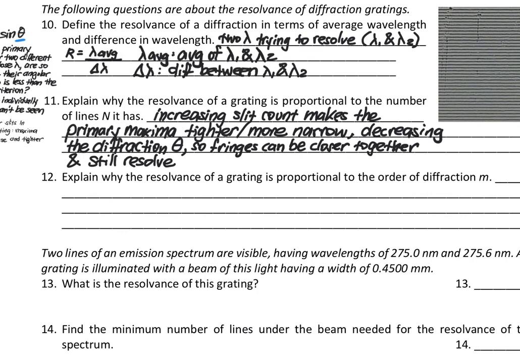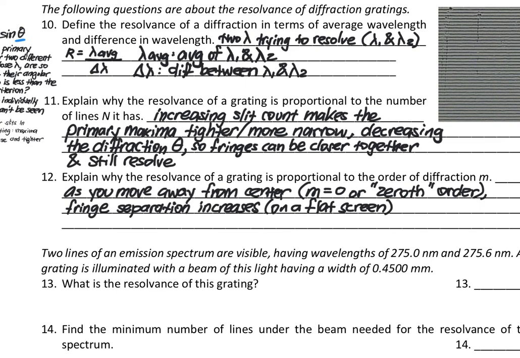So number 12 says, explain why resolvance is proportional to the order. So basically, as you move away from the center line, not only are the fringes going to be separated based on wavelength, but that separation between the fringes by wavelength is going to get larger. So yeah, the fringe separation increases, but that's on a flat screen. Let me see if I can draw that to illustrate why that's true.